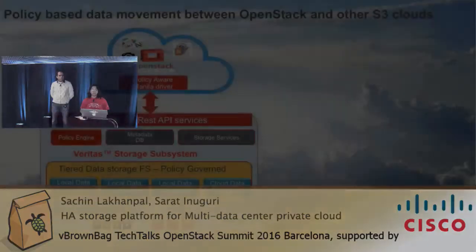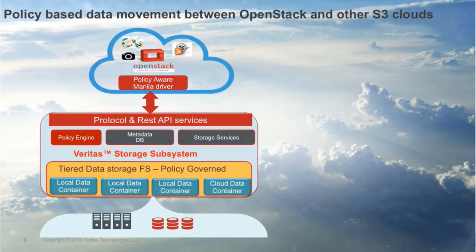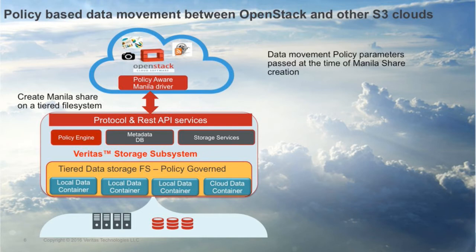Next feature is the policy-based data movement, or policy-based storage tiering. We provide a policy-aware Manila driver. With this, policy data is passed over to the share underneath, and whatever data gets created over the Manila share can be sent back to S3-based cloud. The main advantage of this is that the S3-based cloud storage can be used as your backup store or just used as a cold storage. So this we can achieve using the policy.